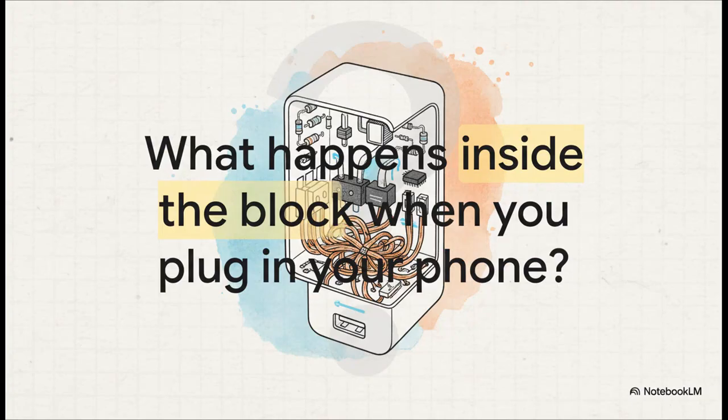So here's the big question for this whole explainer. What is actually happening in there? How does this little plastic box take the powerful, kind of wild electricity from your wall and turn it into the precise, gentle power your smartphone needs to charge up without frying itself?